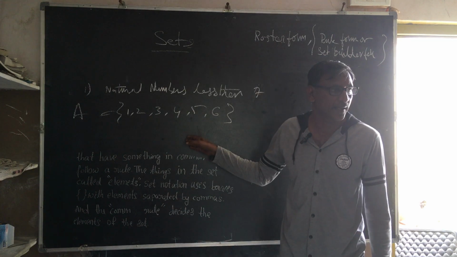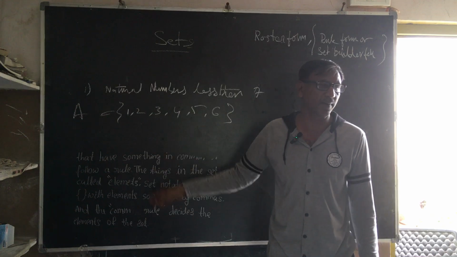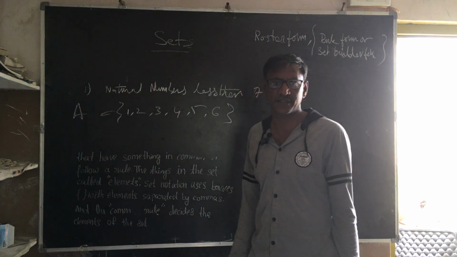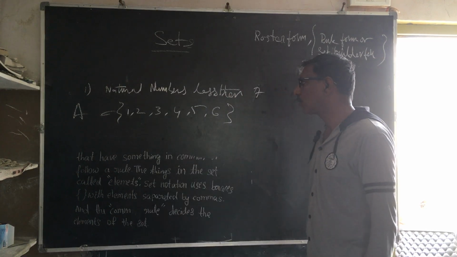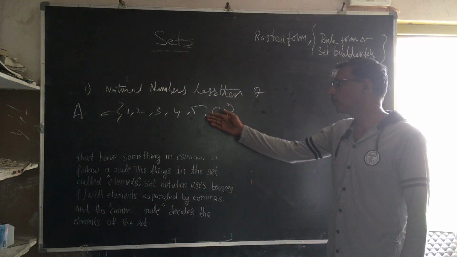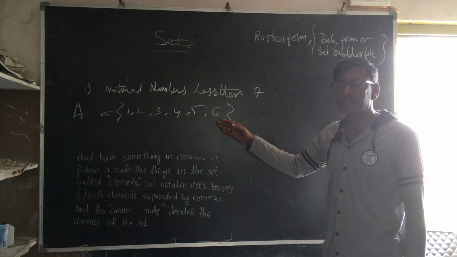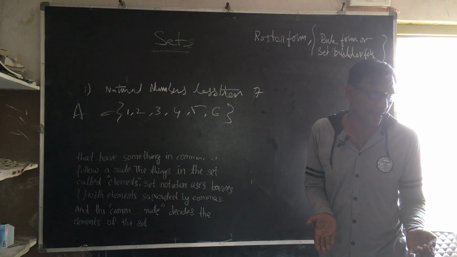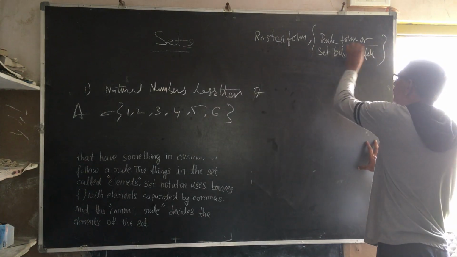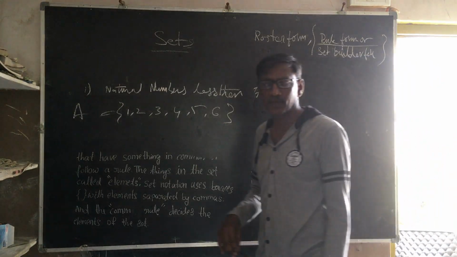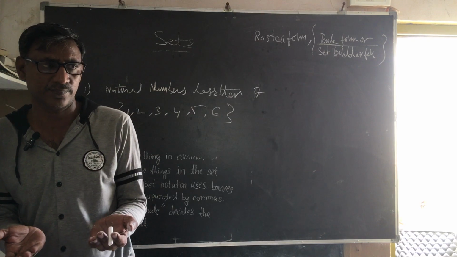So it is a roster. Listing the numbers or listing the elements is called roster form. So what is roster form? Roster form is nothing but the elements in a set being listed. So the second one is rule form or set builder form.